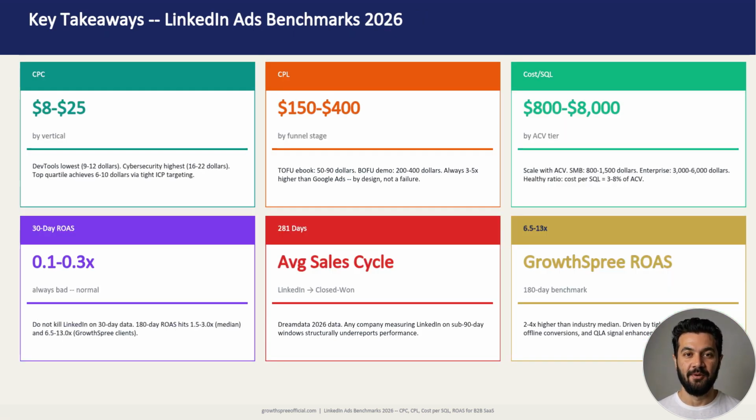Six numbers to remember. Cost per click, $8 to $25, tight ideal customer profile targeting hits $6 to $10. Cost per lead, $150 to $400, always 3 to 5 times Google Ads, always justified. Cost per sales qualified lead, 3 to 8% of average contract value. 30-day return on ad spend, 0.1 to 0.3x, always bad, always normal. Average sales cycle, 281 days. GrowthSpree client return on ad spend at 180 days, 6.5 to 13x.